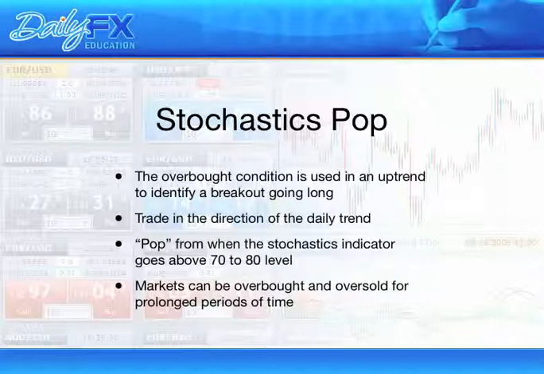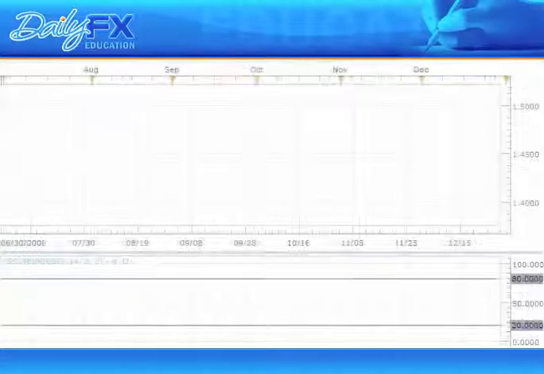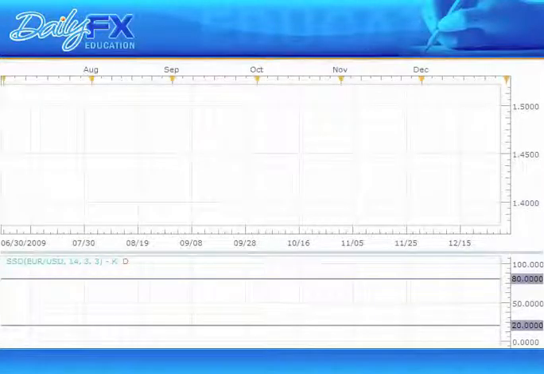Stochastics pop allows the trader to take advantage of market momentum by buying when momentum is strong and selling when momentum is weak, in the expectation that the move will continue long enough to produce a profit. Often the greatest upside momentum over the shortest period of time occurs after a market is overbought or after a market is oversold. Let's get into the specifics of the stochastics pop trading rules.